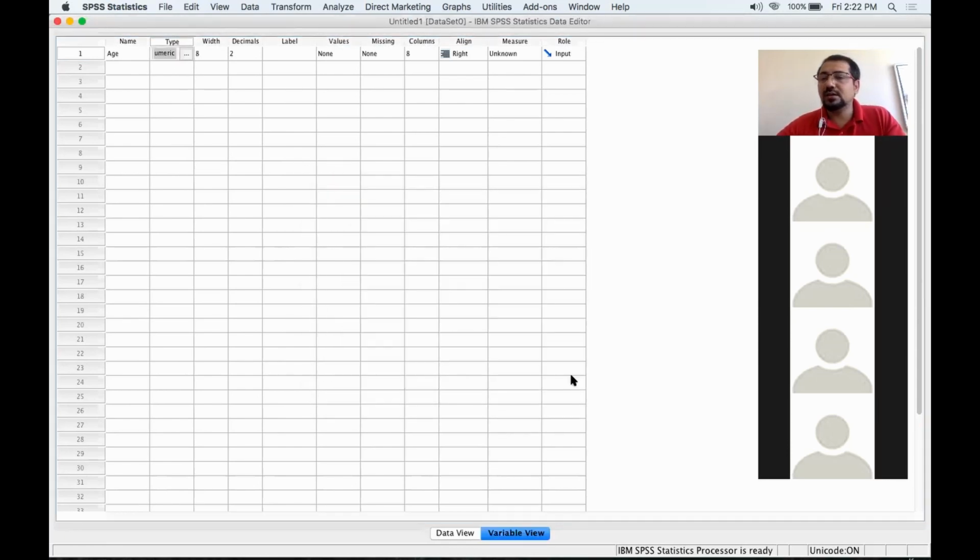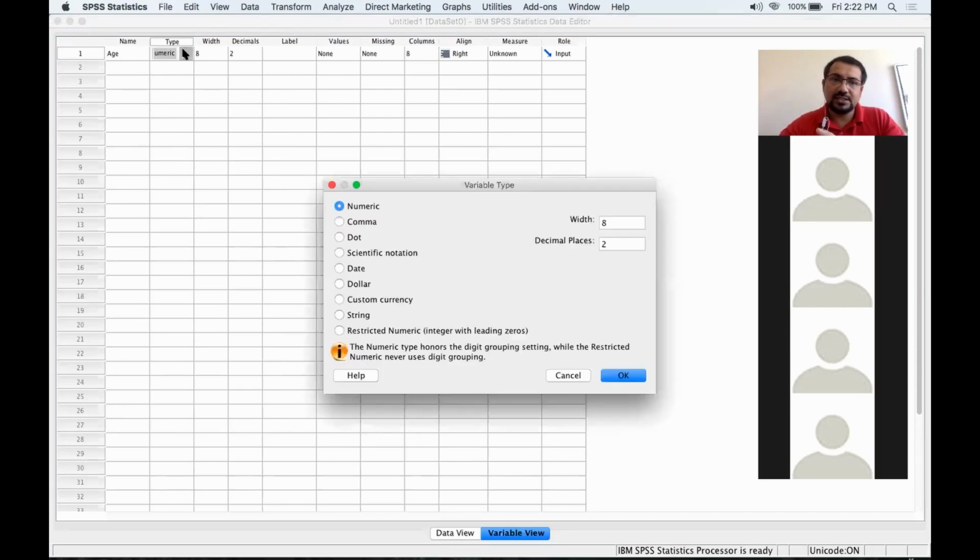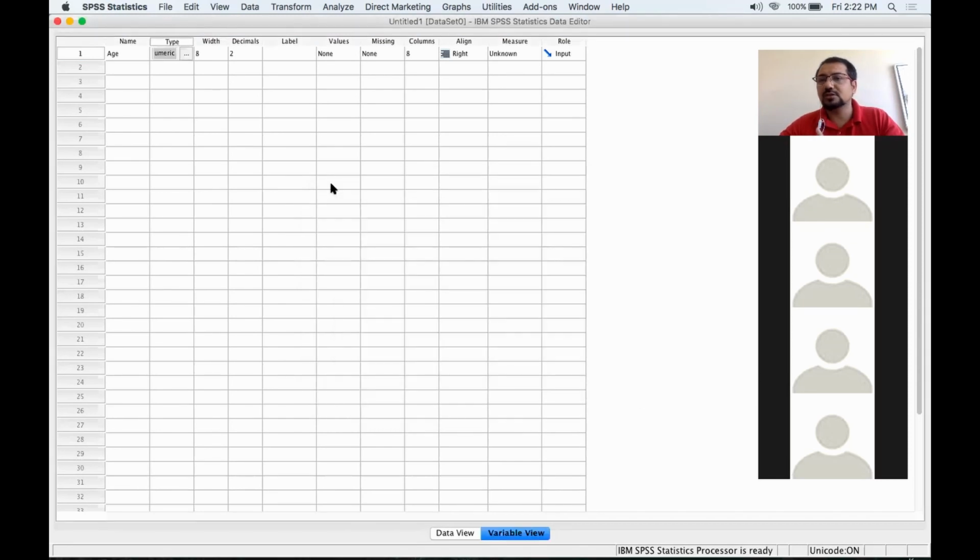Most of the time, particularly you guys, who are not students of psychology, your data is numerical data. So it is up to you whether you put it in string or in numeric. Age is defined in numbers all the time. But if we have another variable, which is called, let's say, gender.